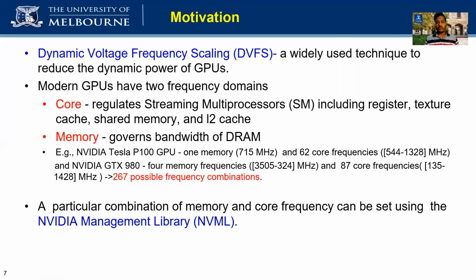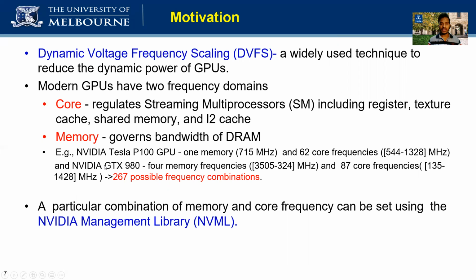The majority of power consumption in GPUs comes from the dynamic power, which is regulated with a technique called dynamic voltage frequency scaling. Unlike CPUs, GPUs have two main components for frequency. One is the core frequency, which regulates streaming multiprocessors, including registers, texture, cache, whereas the memory frequency regulates the bandwidth to the DRAM. Some GPUs have multiple frequency domains for core as well as the memory.